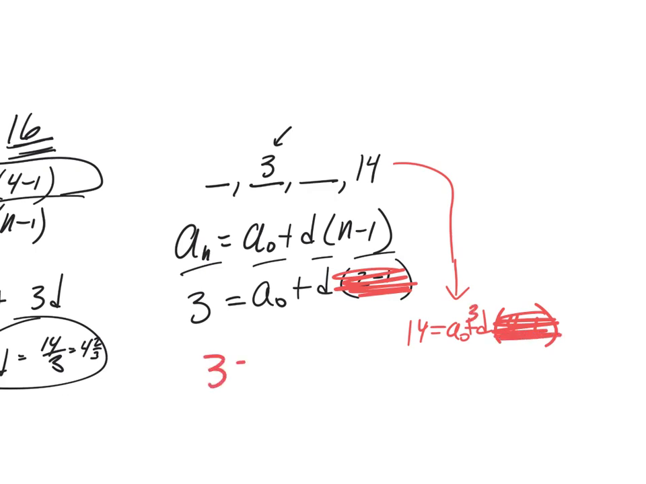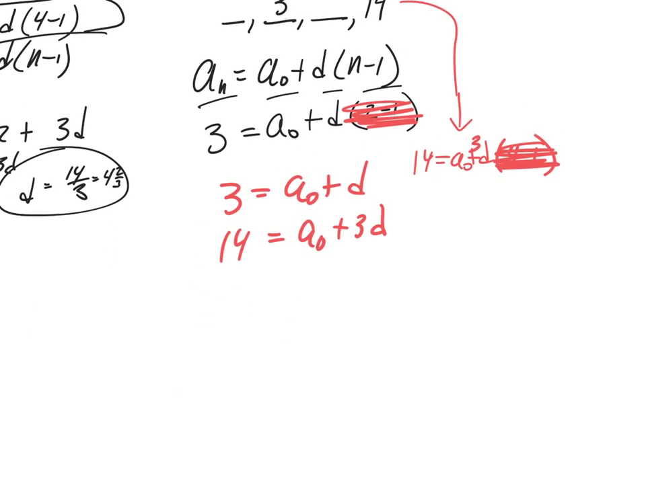How do you solve this? 3 equals a sub 0 plus d, and 14 equals a sub 0 plus 3d. I want to remind you of a really good way to solve systems of equations that a lot of you guys just kind of brushed aside. You all know how to do substitution, and I know some of you are solving for a sub 0 by subtracting d. You're not wrong, but there's a faster way.